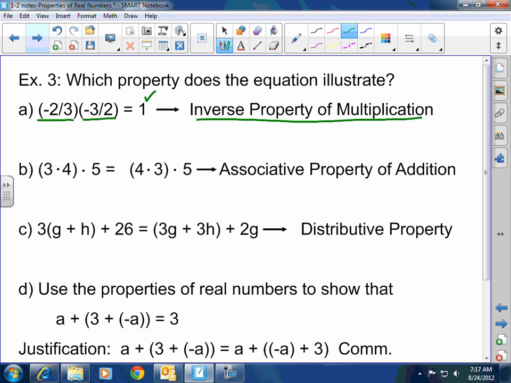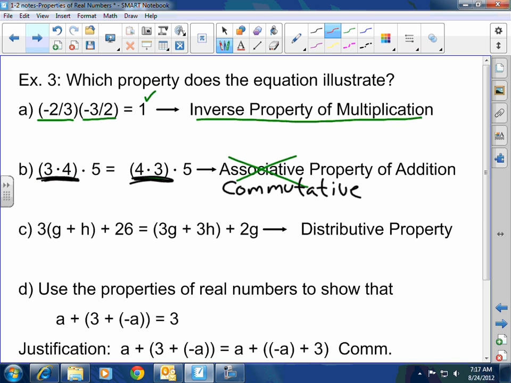We got 3 times 4 in the parentheses times 5 equals 4 times 3 in the parentheses times 5. I did not take anything out of the parentheses. So actually, this is not associative property at all. I was wrong. I apologize about that. That is commutative property. I caught a little mistake there. I apologize. And again, the reason it is not associative is because nothing was taken out of the parentheses.